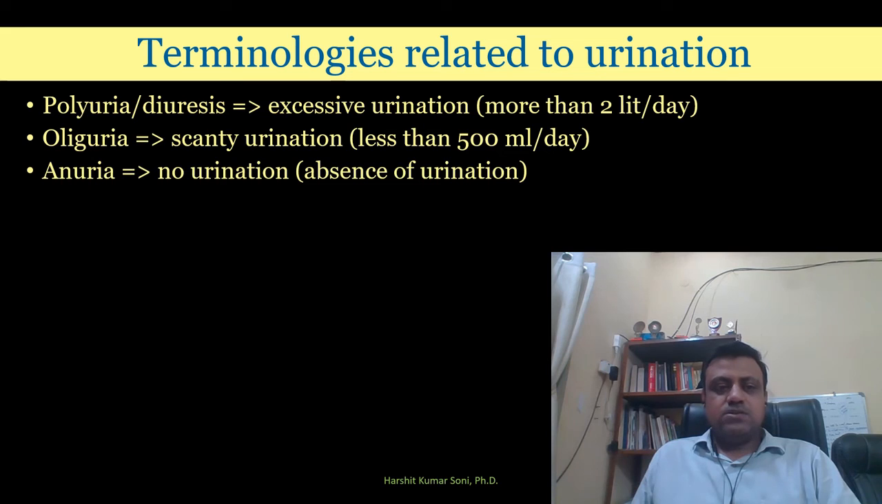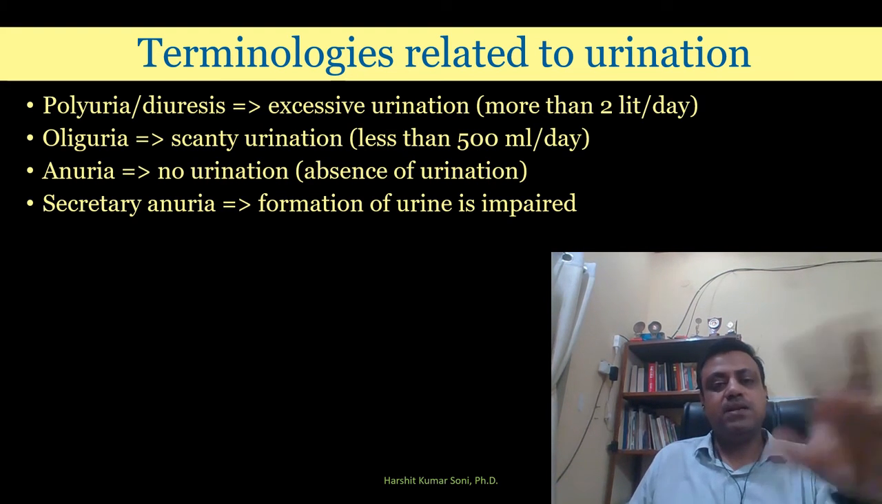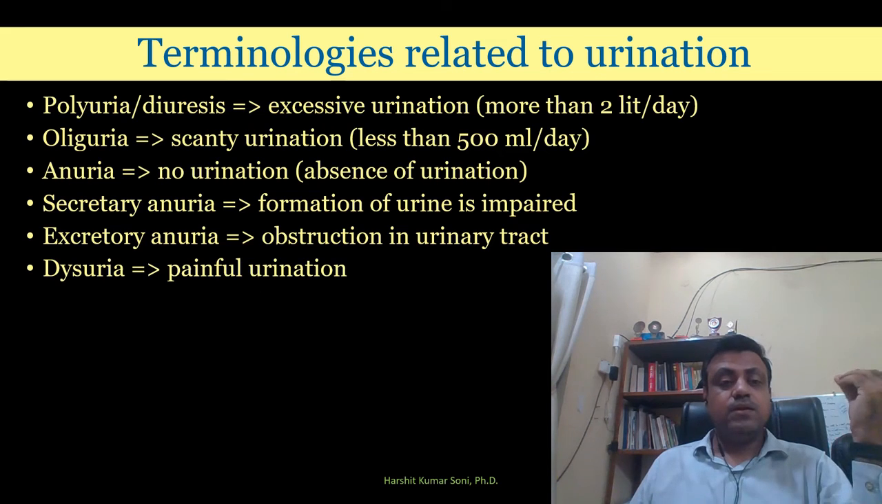Then comes another terminology, called anuria, where there is no urination. And this could be of two types: the secretory anuria, where the urine formation is impaired, जहाँ पर आपका यूरिन का बनने में प्रॉब्लम है, वो is called secretory anuria. Excretory anuria मीन्स जहाँ पर यूरिनरी ट्रैक्ट में ऐसा कुछ ऑब्स्ट्रक्शन है कि यूरिन तो बन रहा है पर वो निकल नहीं रहा है. So secretory anuria shows the problem in the kidney. Excretory anuria could be a stone problem or any obstruction could be there.